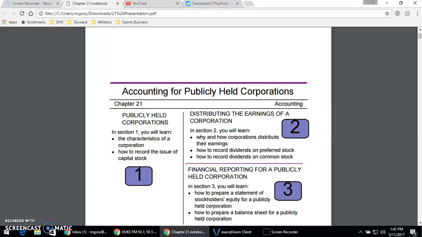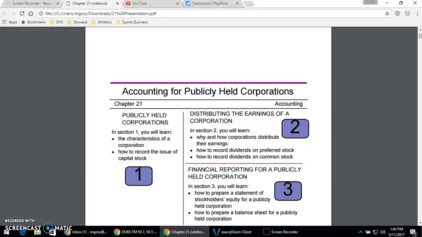Okay, welcome to the Chapter 21, the final chapter in Unit 4 presentation lecture. In Chapter 21, we will be discussing and going over the accounting procedures for publicly held corporations. So let's first take a look at what exactly is a publicly held corporation.